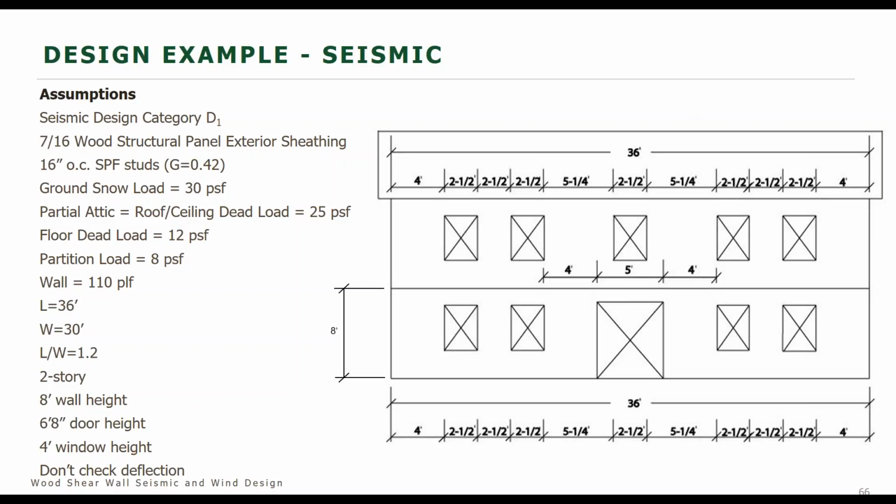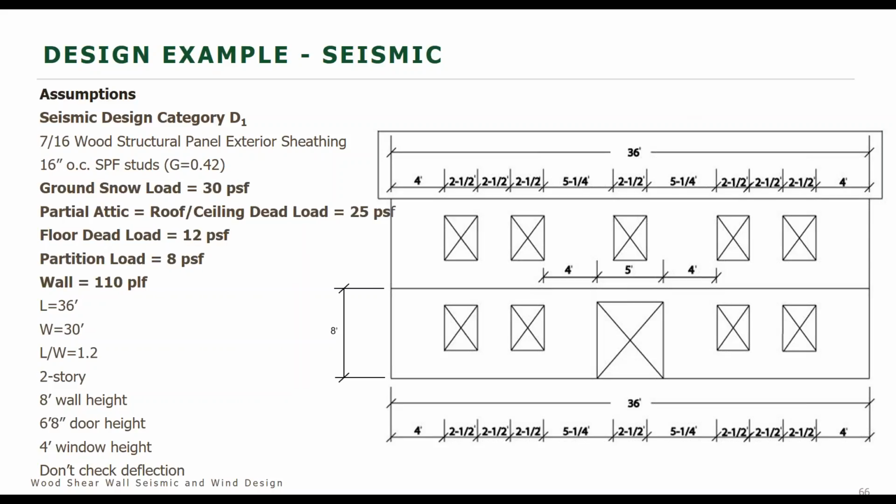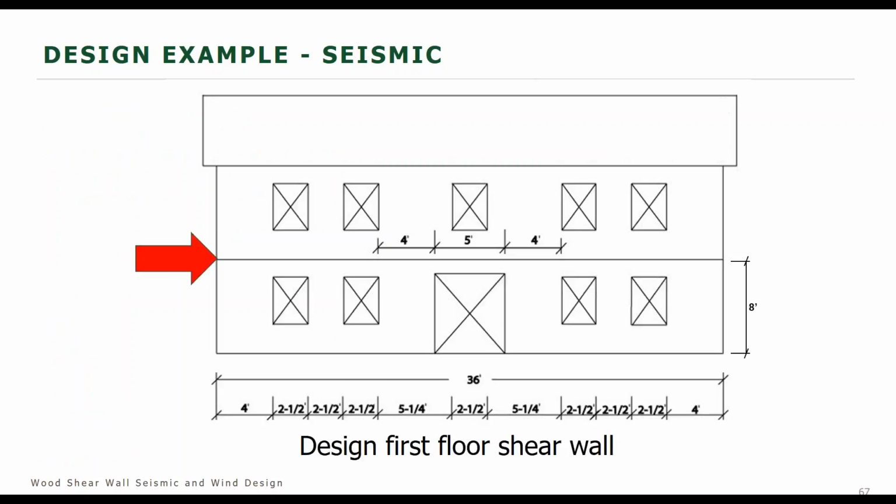The difference is that we're going to be designing for a seismic load, and we'll be using a seismic design category D1. Then we'll need to know what additional loads are required in order to determine the seismic load. So we have a ground snow load of 30 pounds per square foot, a partial add-on, and with this, we're including the roof and the ceiling dead load, which is 25 pounds per square foot. And then we have a floor dead load of 12 pounds per square foot, a partition load of 8 pounds per square foot, and then a wall per linear foot load of 110 pounds per square foot.